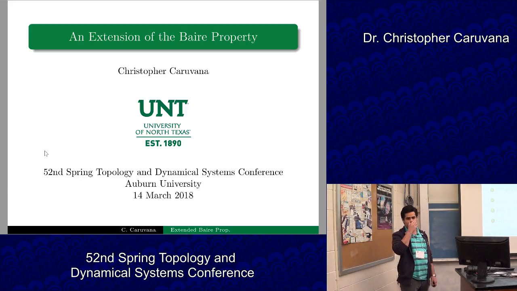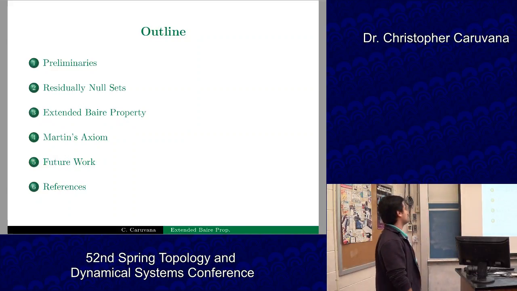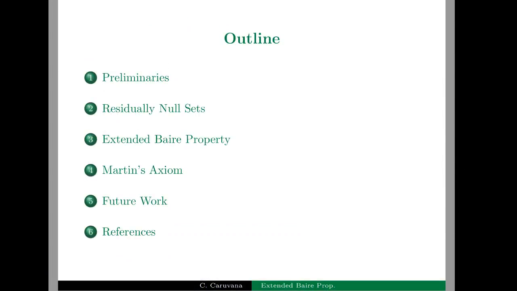Here's the outline. I'm going to go over some preliminaries, basic definitions that we should all be familiar with. I'll give the core definition of a sigma ideal that will be of interest, which will give rise to the extended Baire property. And then I'll talk about relationships with Martin's axiom and future work.